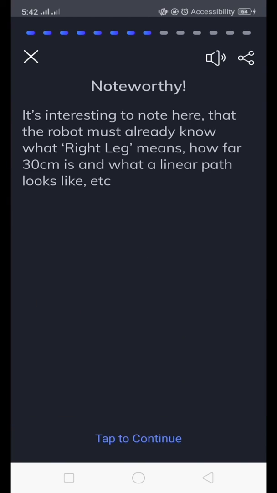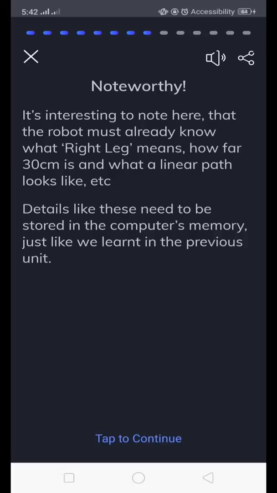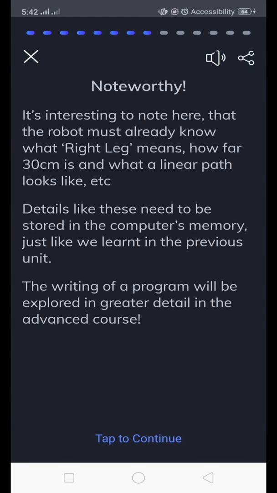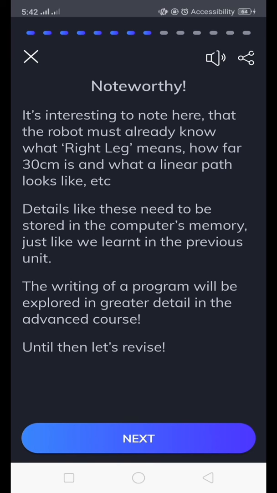It's interesting to note here that the robot must already know what right leg means, how far 30 centimeters is and what a linear path looks like, etc. Details like these need to be stored in the computer's memory, just like we learned in the previous unit. The writing of a program will be explored in greater detail in the advanced course. Until then, let's revise.